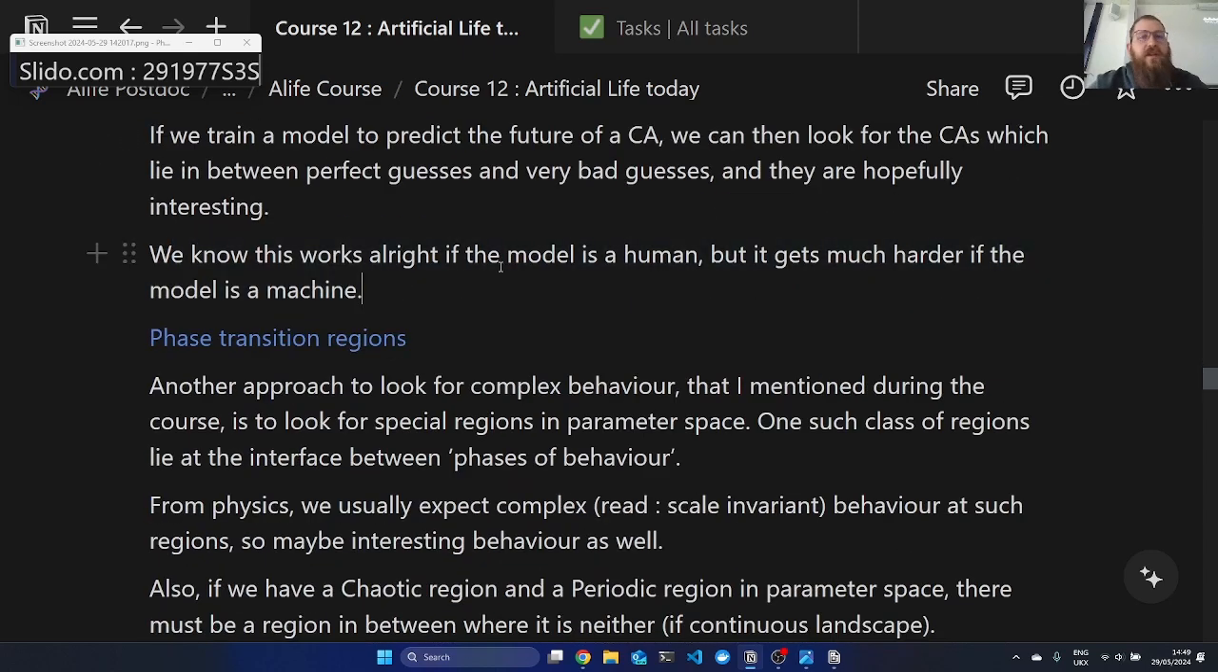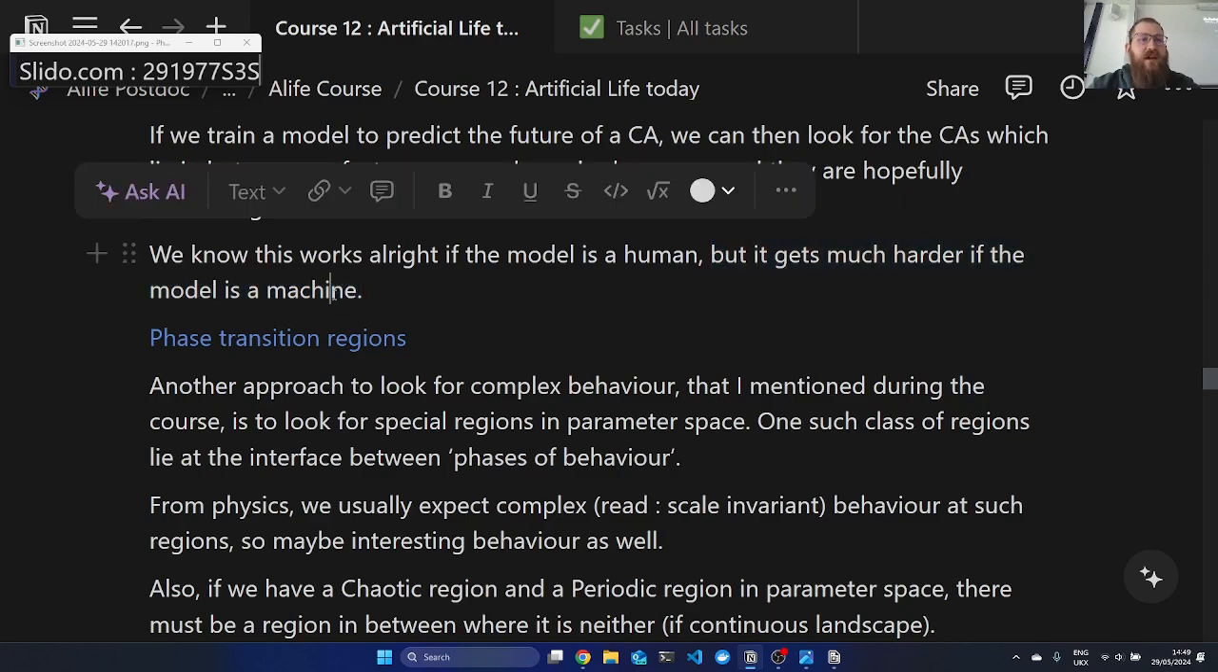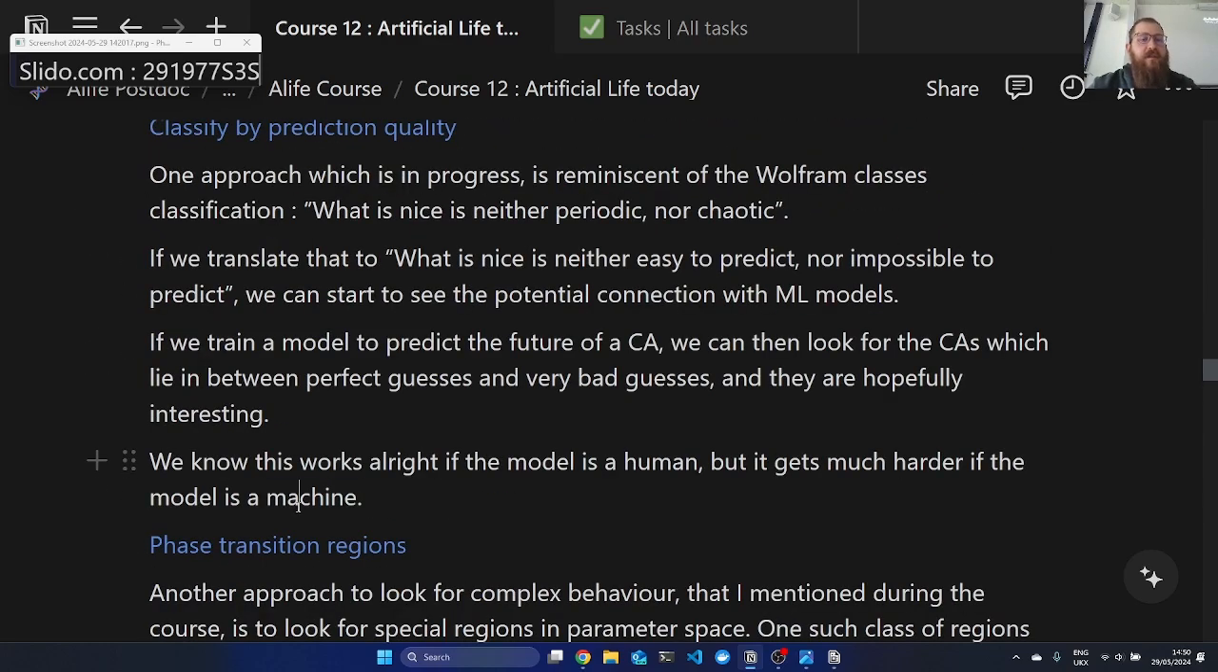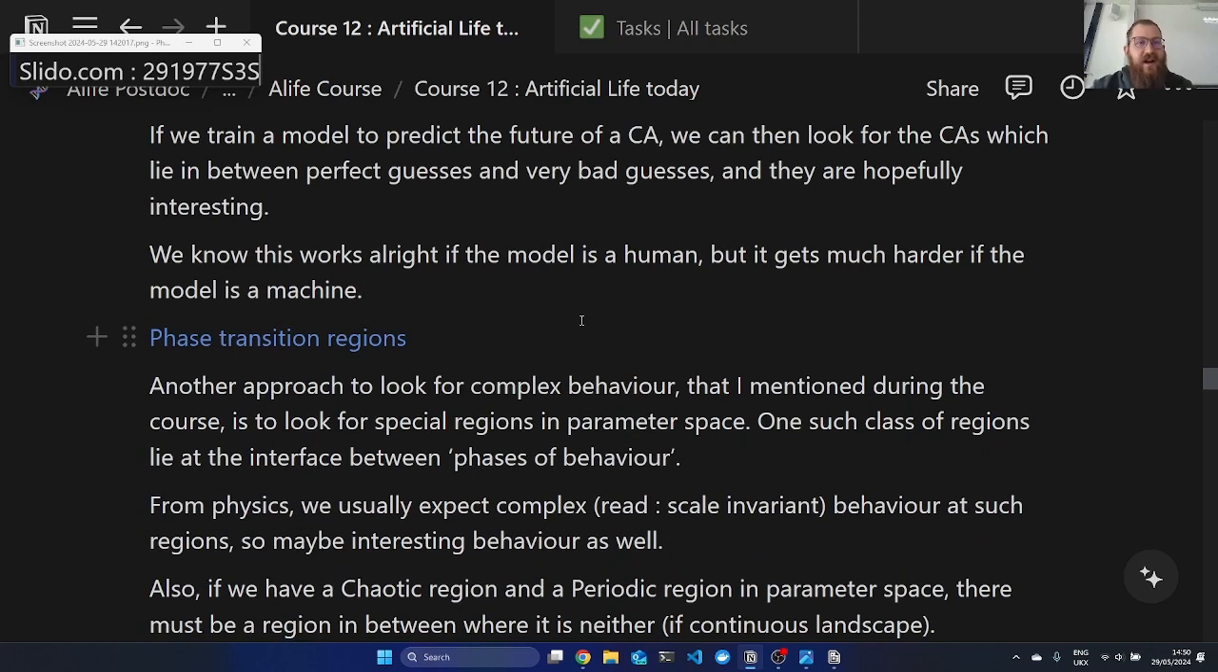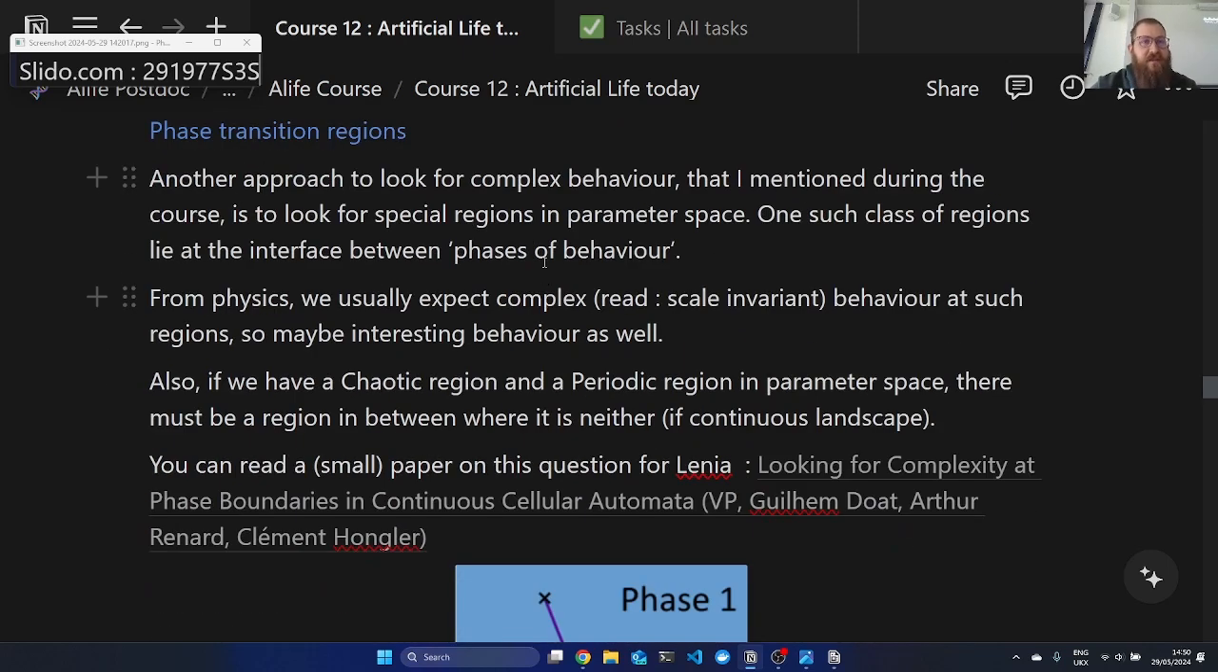So this approach, we know that it works if the predicting model is a human. Okay, that's essentially what we do when we see the dynamics. If it's completely chaotic, we don't understand anything, not interesting. If it's super predictable, super boring, we don't need to see the rest of the video. And so the interesting ones are in between. But the question is, okay, if now instead of a human you have a machine, it gets kind of harder to make it work. So right now we haven't made it work yet.